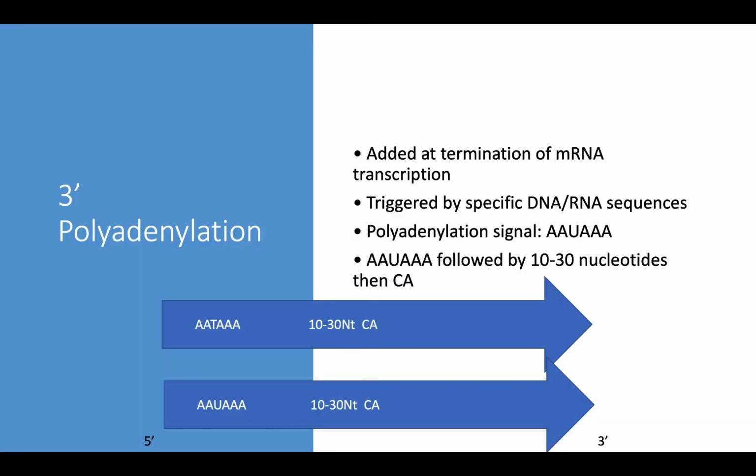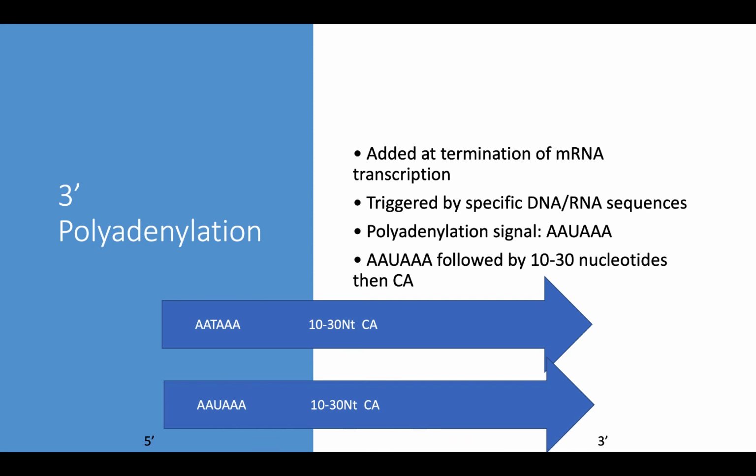The third change that happens to the pre-mRNA once it is finished is to add a poly-A tail, or 3' polyadenylation. This is to tell the RNA polymerase to stop transcription. So at the end of each gene, usually after the stop codon, you add this to tell the gene to stop transcribing.